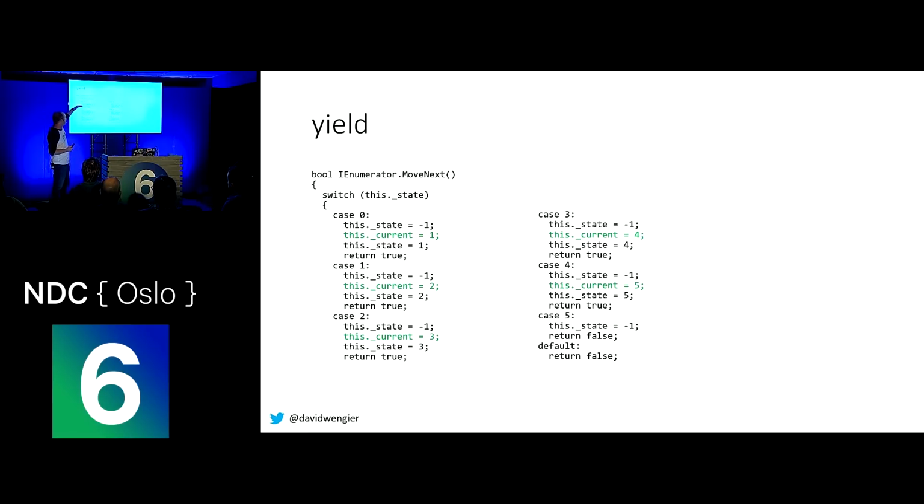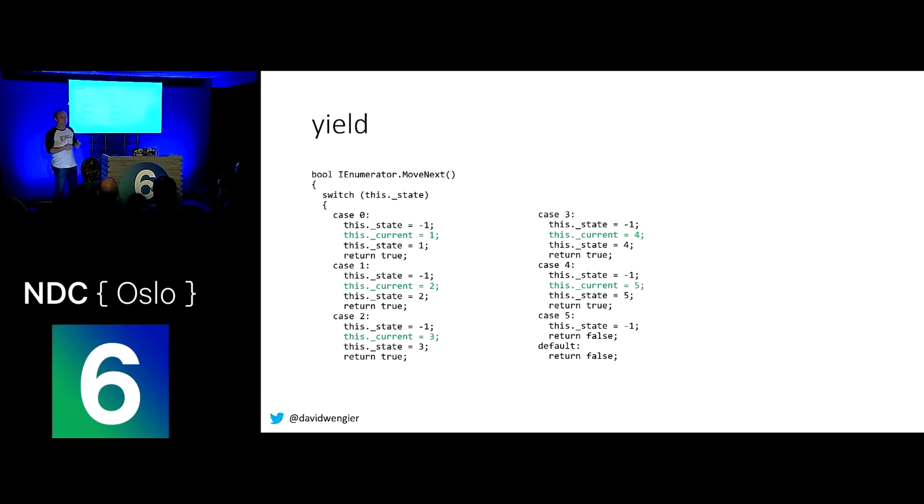We set our state to 1. When our case is 1, our current is 2. We set our state to 2. So this is a state machine that just jumps through our different yield return statements. Now it also sets state to -1. And what that means is I'm busy getting the next value.